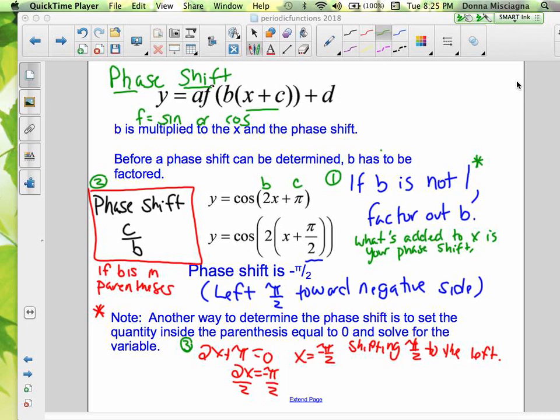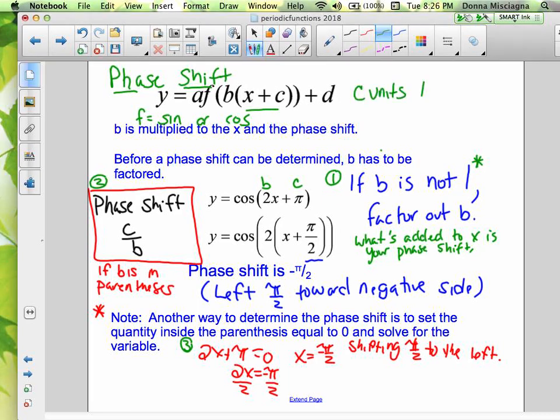So my little example here, y equals A f, the f just means sine or cosine, of B, B's already been factored out, x plus C, so that would represent our phase shift. In this little example here, our phase shift would be C units to the left. I'm shifting C units to the left.